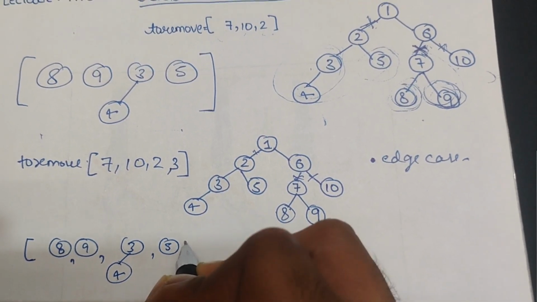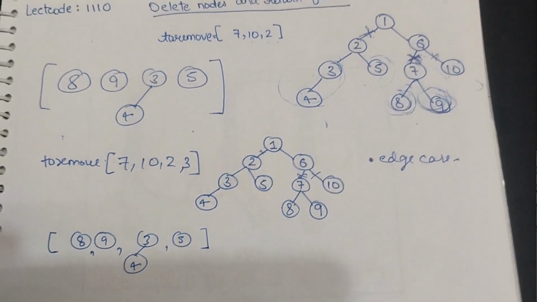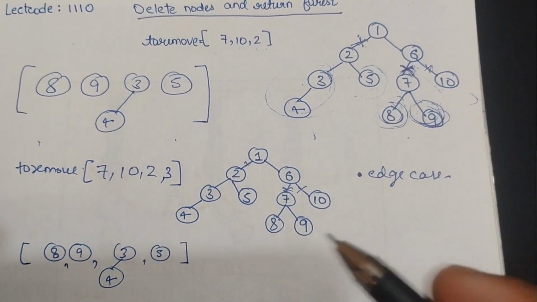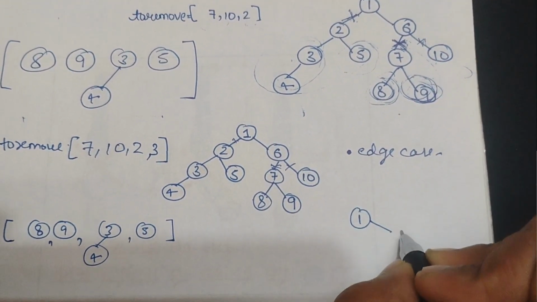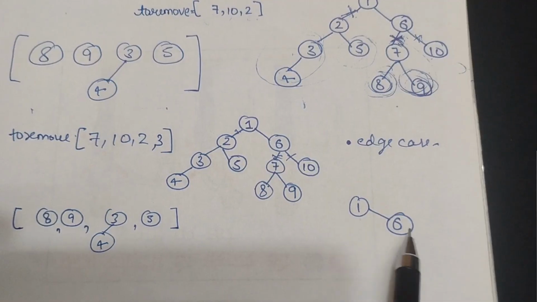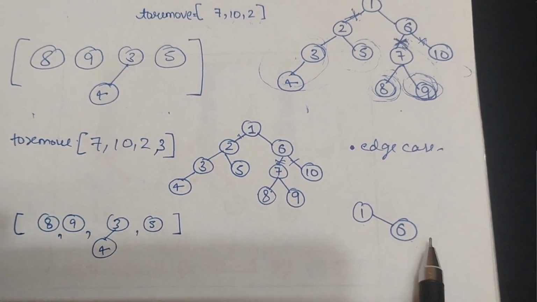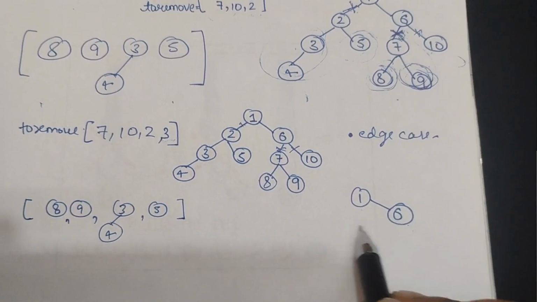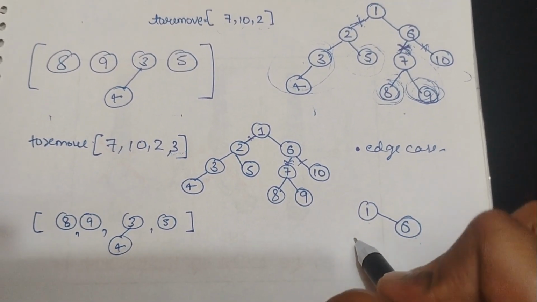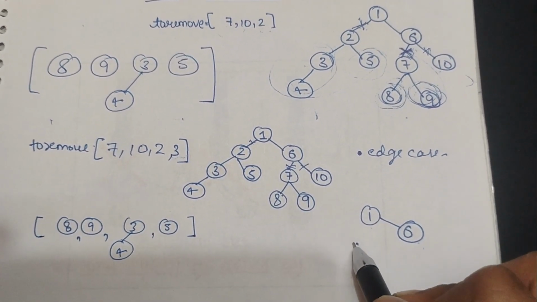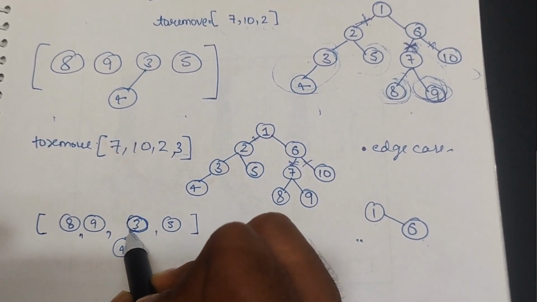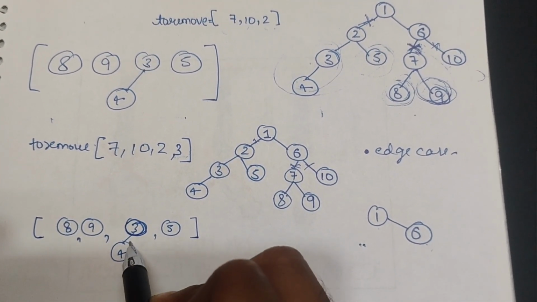I'll remove 2 and then store this 3 and 4. Then we have 5. But one important thing: after removing this 2, what is left in the tree? Only the 1 and 6 nodes are left in the tree. Now I have to remove this 3, but I cannot find any 3 over here. So this is the edge case that we will hit, and we can see that we are returning this 3 in the answer, which is wrong.